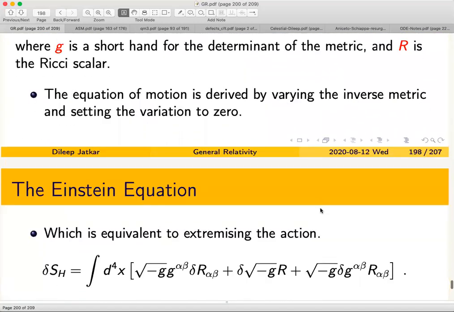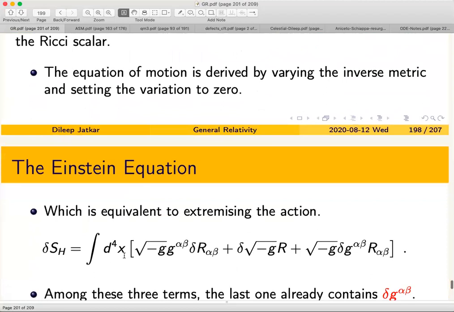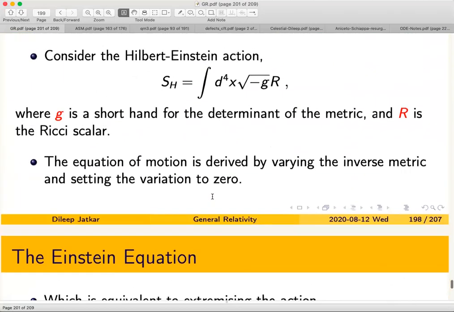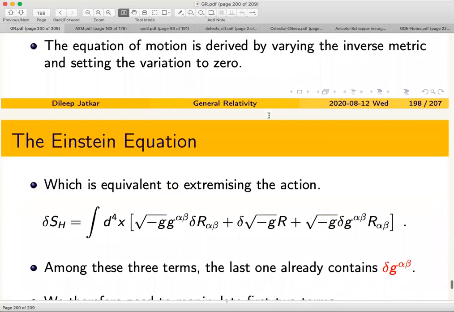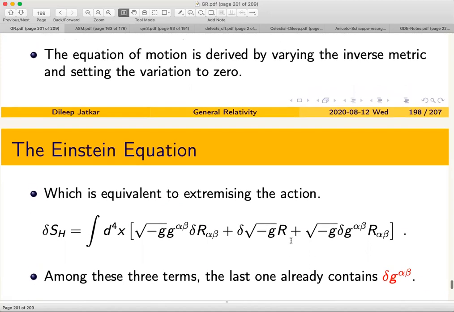So here is the variation. A small change in the action for a small change in g alpha beta would be like this. I'm writing the Ricci scalar as g alpha beta times R alpha beta, where R alpha beta is the Ricci tensor. So you could vary the Ricci tensor, or you could vary the determinant, or you could vary g alpha beta. These are the three terms that you could have. Is that fine?